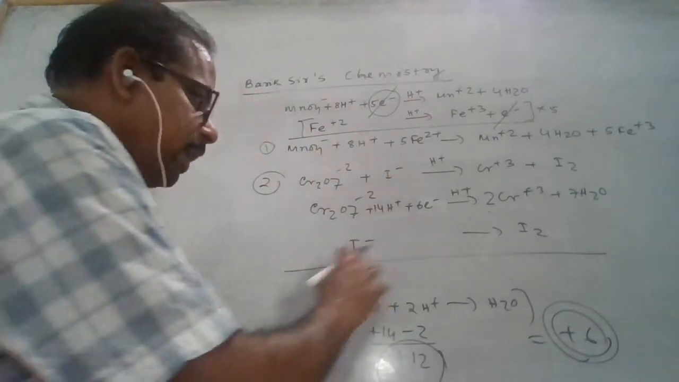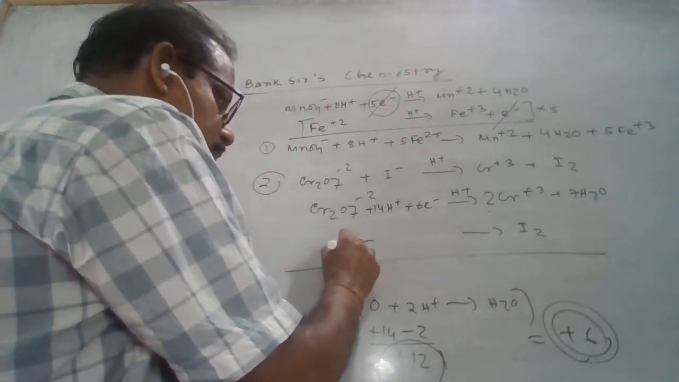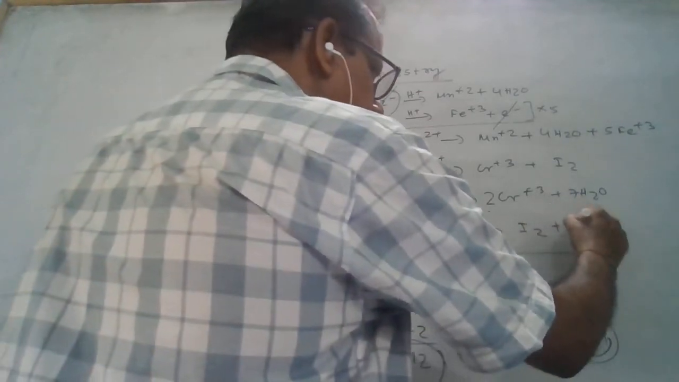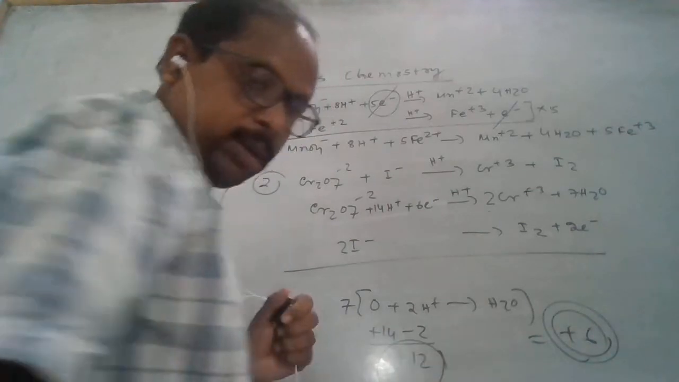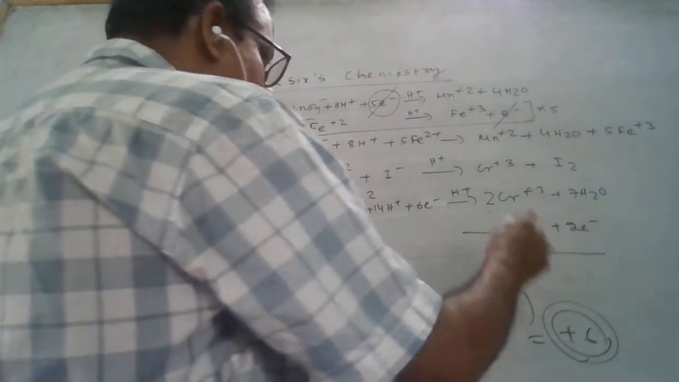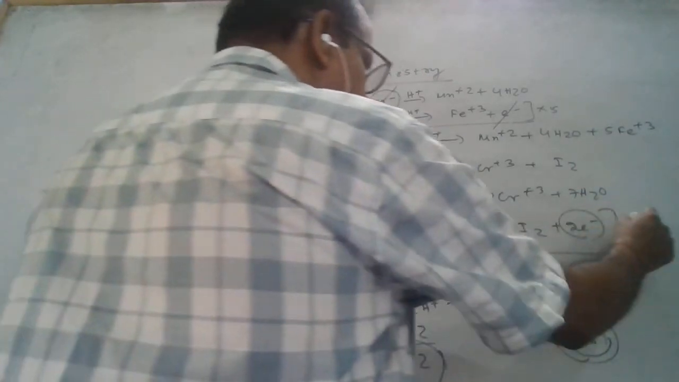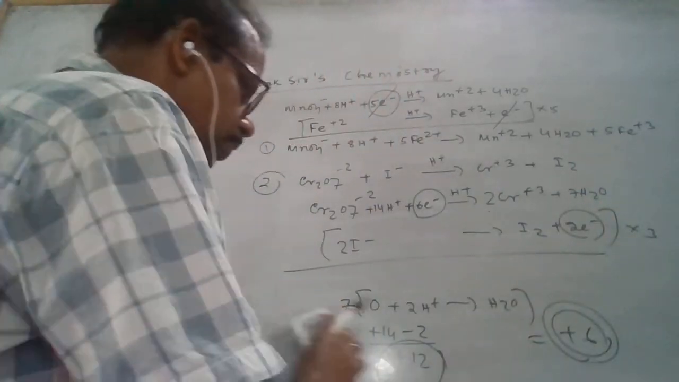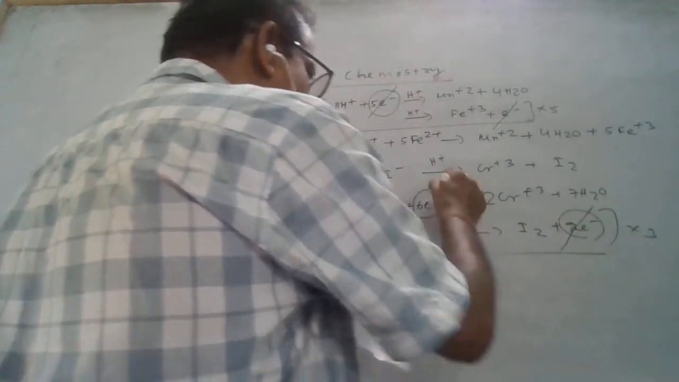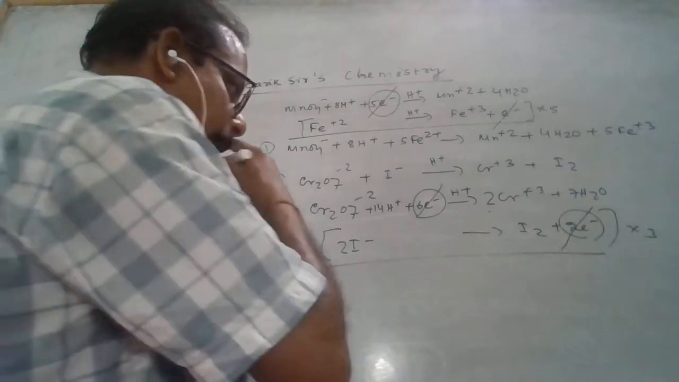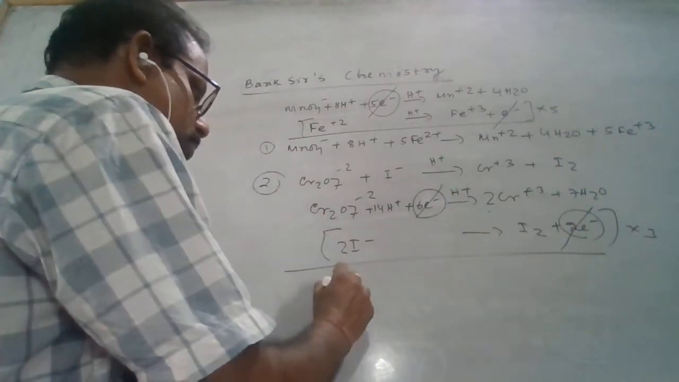Then you go for the second half reaction, I minus converted to I2. Here there is a difference in the number of atoms, so we multiply by 2. Then there will be 2 electrons, balancing the charge of minus 2. Now it is 6 electrons in one and 2 electrons in the other, so this equation is to be multiplied by 3. After multiplying, the 6 electrons and 6 electrons cancel each other. After the cancellation, the two half reactions are added.